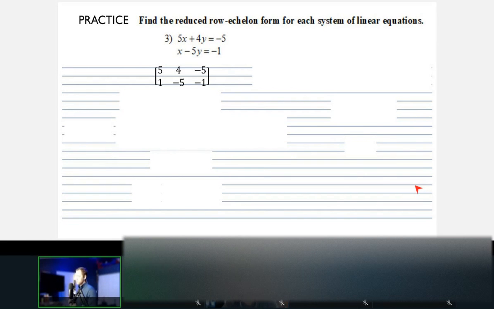We can switch the rows. Remember, we can do 3 things, right? We can swap rows, we can use scalar multiplication, or we can add or subtract rows together. Those are the only three things we can do.